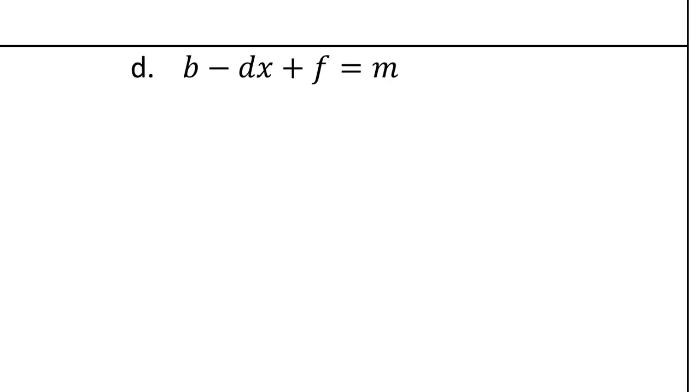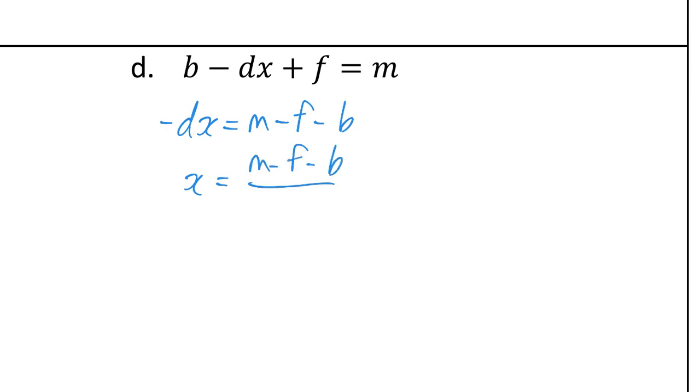Okay, example D. And we could do two methods for this. I'm only going to give you one. So I'm going to say minus dx is equal to m minus f minus b. And then I'm going to divide across by the minus d. So I'll have m minus f minus b all divided by minus d. So similar to the first example we did like this, I'm going to multiply the top line by minus 1 and the bottom line by minus 1. So it'll become, I'll just put them in a nicer order, b plus f minus m all divided by d.